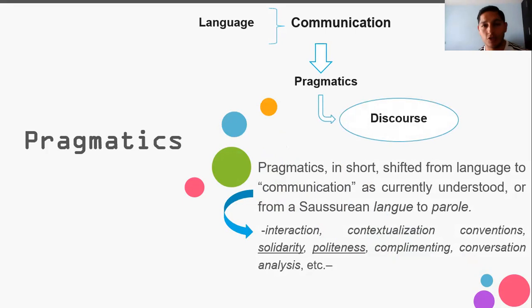Pragmatics evolved, as sociolinguistics did, and the whole field of linguistics and applied linguistics did. It shifted from language to communication. And remember that we have already explored fundamental concepts of language dimensions with Saussure, and we also explored the definition of communication, communicative competence, etc. Regarding this evolution of the field, pragmatics also turned from language to communication.